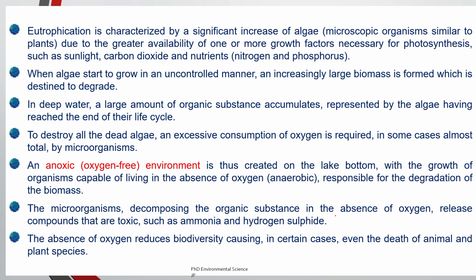Now, how does it begin? It begins with an increased availability of growth factors, which are essential for photosynthesis, such as sunlight, carbon dioxide, and nutrients like nitrogen and phosphorus. These nutrients often come from agricultural runoff, wastewater discharge, and industrial pollutants. With an abundance of these nutrients, algae increase rapidly, leading to algal blooms. These blooms create a large biomass of algae.